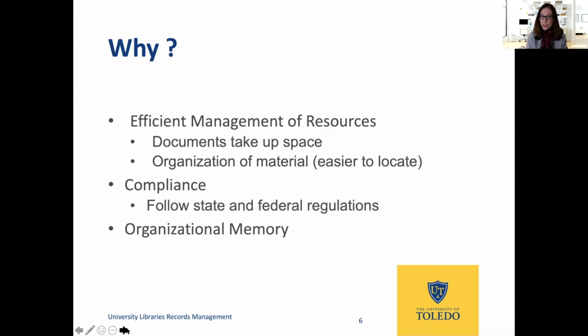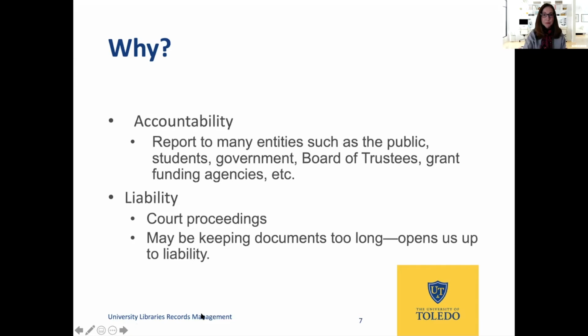Another very important thing is compliance. We need to follow state and federal regulations. A third would be historical value, some kind of memory of the organization, so that there's some kind of record for future generations. Another thing is accountability. We report to many different bodies: the public, students, government, the board of trustees, funding agencies, and so on.